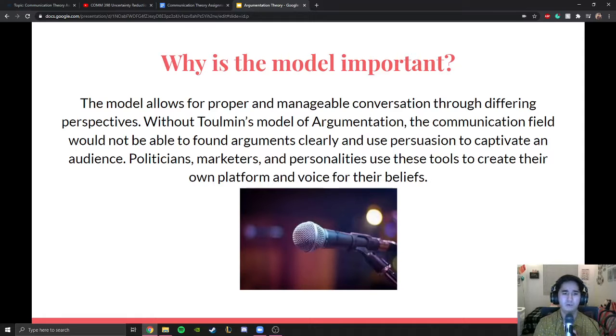Why is this model important? The reason why it's important is because it allows for proper and manageable conversation through differing perspectives. A lot of the times, without Toulmin's model of argumentation, the communication field wouldn't be able to found arguments clearly and use persuasion to captivate an audience. Usually, when you find this, you find politicians and marketers and personalities that are online using these tools to benefit their platform and making sure that they will be able to voice their beliefs in a concise way.